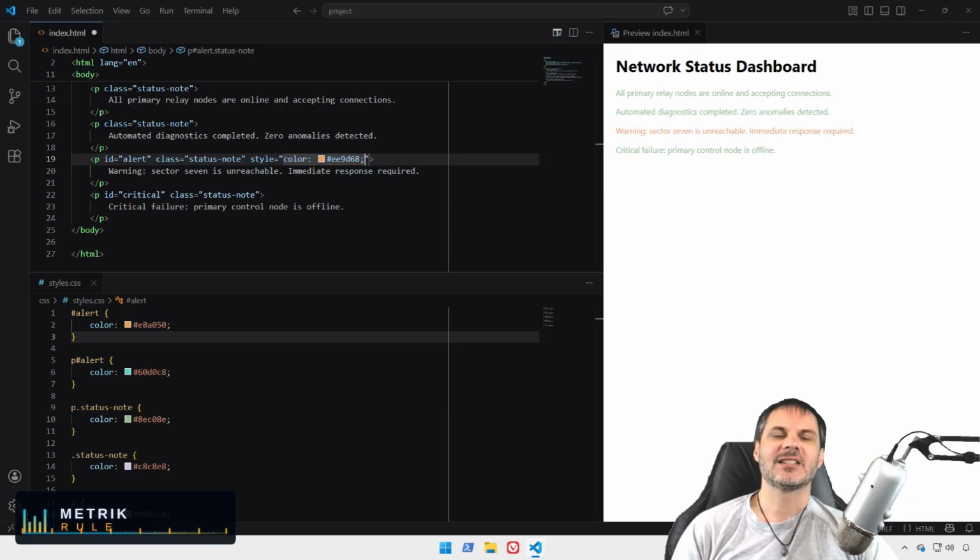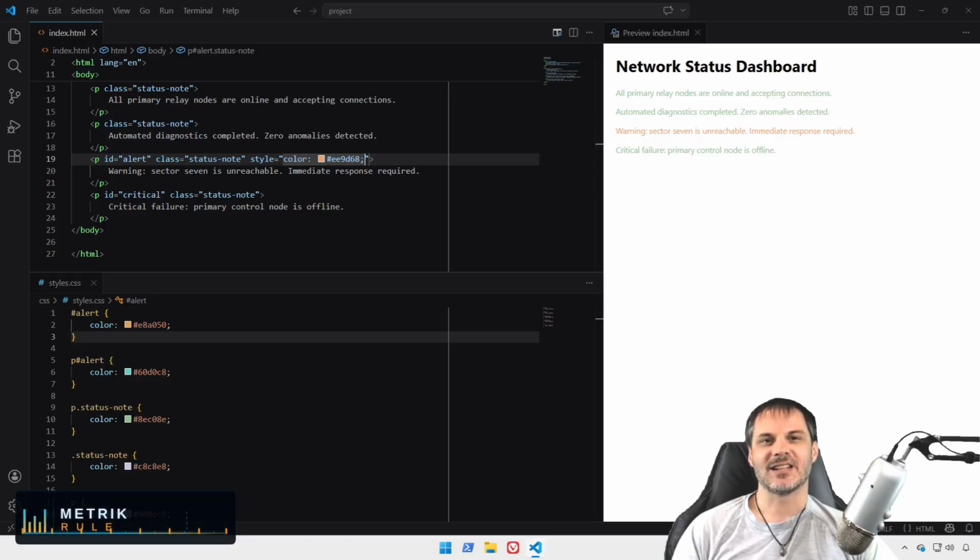Think of it as a fourth slot to the left of the ID slot, 1000 for an inline style. No selector in a style sheet can reach that. Try it on your alert paragraph. I will update the HTML. The alert paragraph is now orange, not the teal from p#alert, not the green from p.statusNote, not the warning color from #alert. None of the style sheet rules beat the inline style.